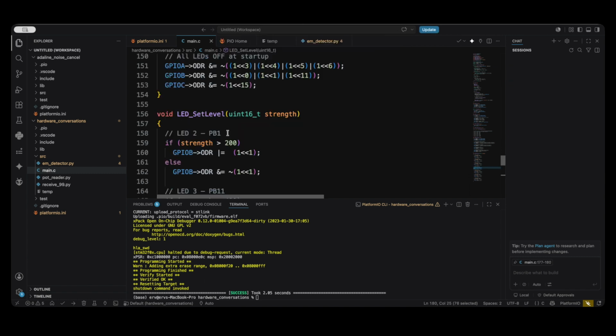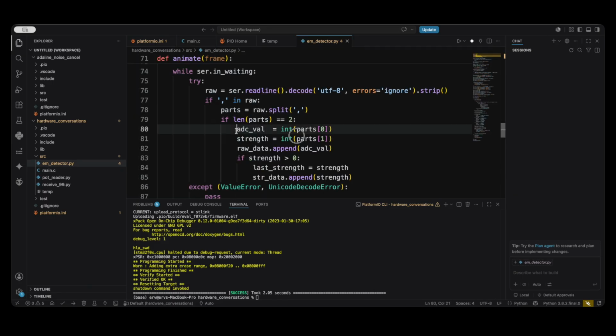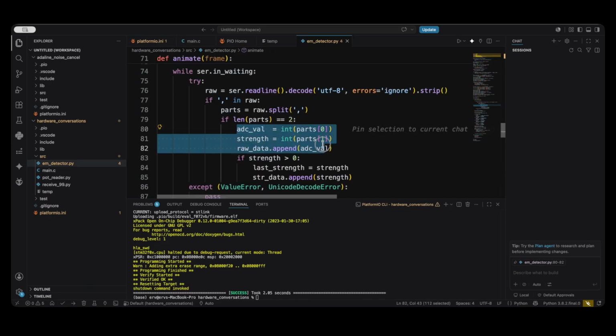Next is the LED set level. In this particular function, if you look at these lines, these drive the LEDs. So strength above a threshold, LED is on, below, LED is off. So 8 thresholds, 8 LEDs that we have here. Now let's look at the Python file. If you look at these lines right here, Python receives 2 numbers every loop, raw ADC value and strength. Then it plots them live, and that's the entire system.